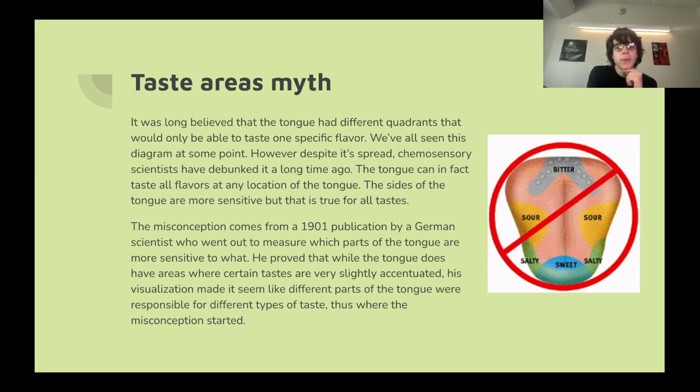The misconception comes from a 1901 publication by a German scientist who set out to measure which parts of the tongue are more sensitive to what. He proved that while the tongue does have areas where certain tastes are slightly accentuated, his visualizations made it seem like different parts of the tongue were responsible for only one specific type of taste. Thus is where the misconception started.